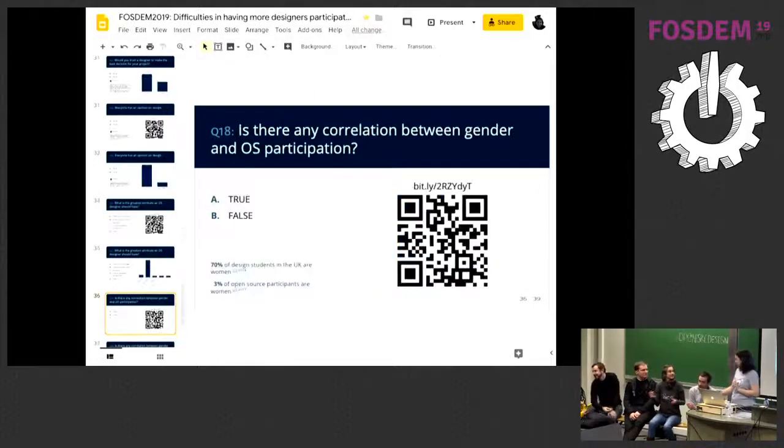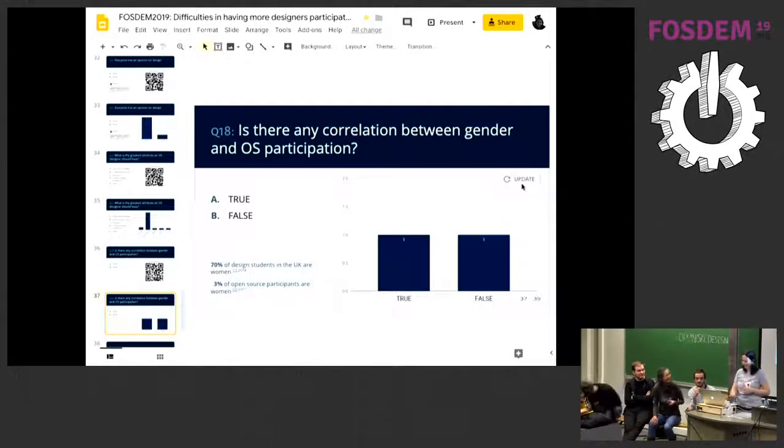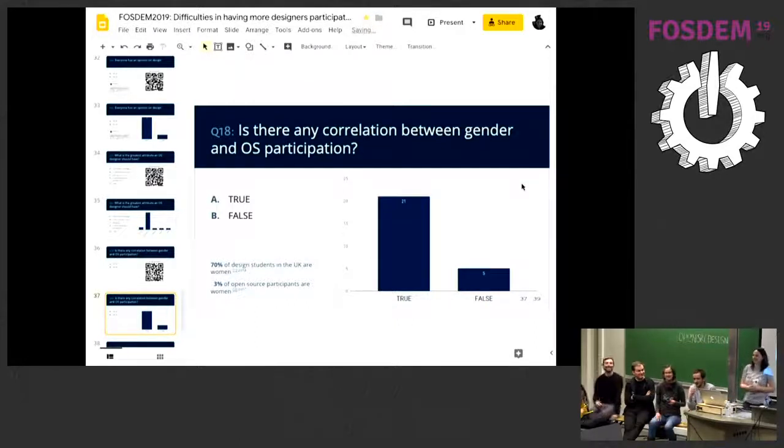And the last question, because we're a bit late, is: do you think there is any correlation between gender and open source participation? I have some stats: in the UK, according to a stat from 2014, 70% of design students are female, and the participation in open source of women is 3%. And also, if you look in the room and the contributors in our small community, there are many more females than... 3% is a lot, I think. No, just being kind of honest about it right now.